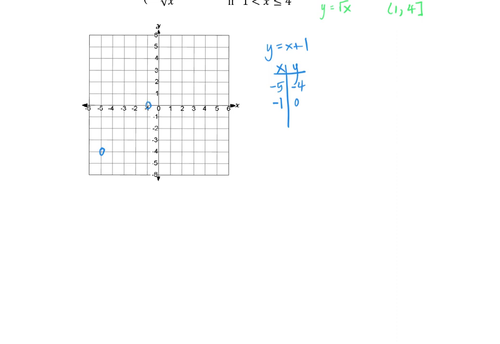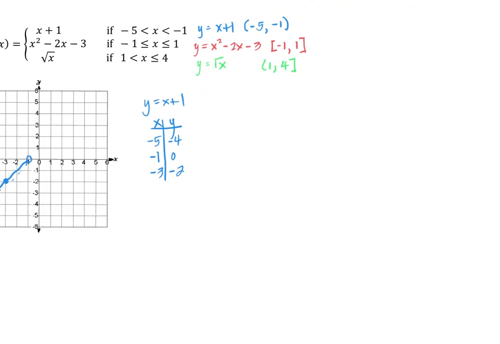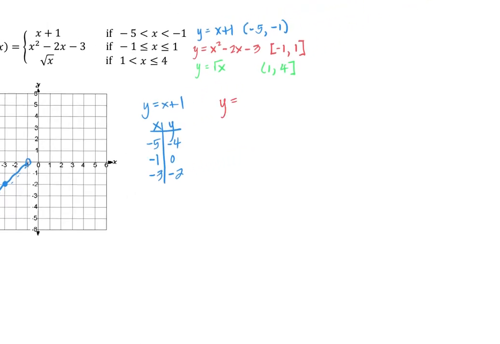So I could connect these pieces, but let me put in some more x values between -5 and -1, just to double check my math. So what if I had something like -3? And I add 1 to that, I'll get a -2. So -3, -2 does exist, and it looks like these points all line up. So I'll go ahead and draw my line. This is y equal to x plus 1.